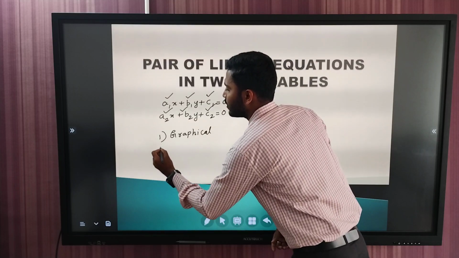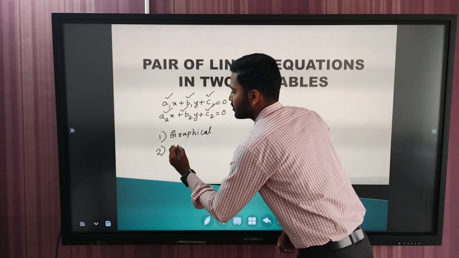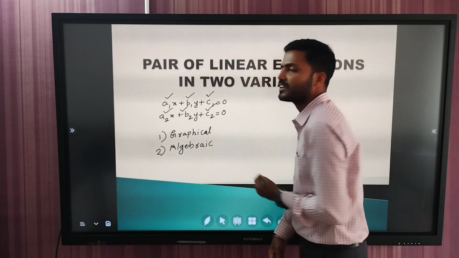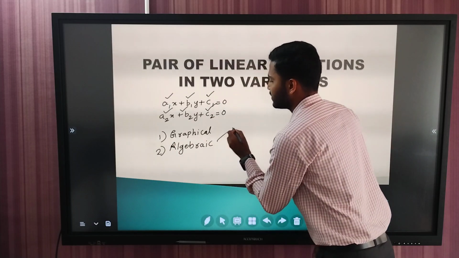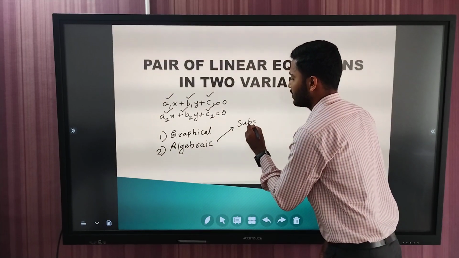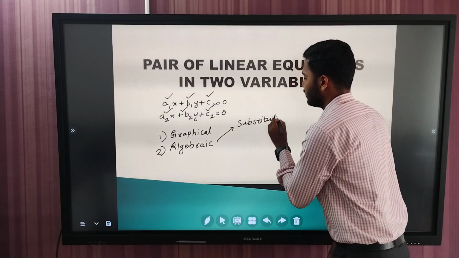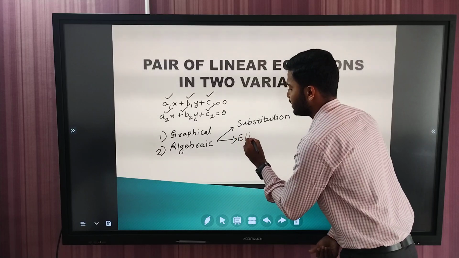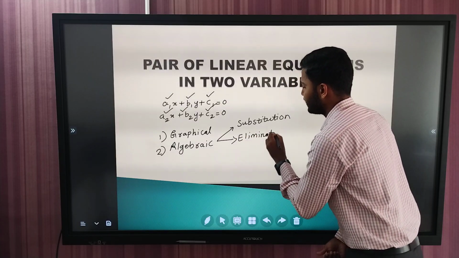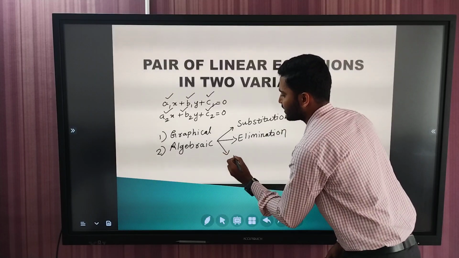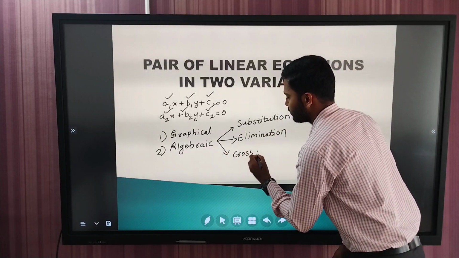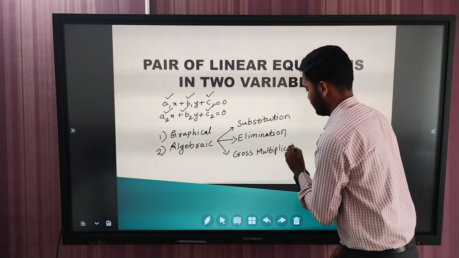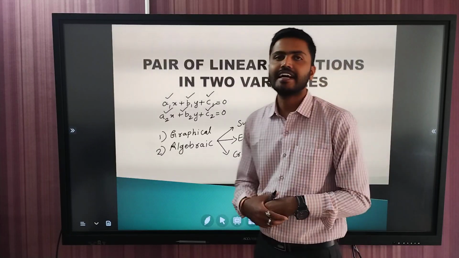And then we have something called the algebraic methods. We have three types of algebraic methods, my dear students. Firstly we have the substitution method. Then the next algebraic method is the elimination method, and finally we have the cross multiplication method, right? So these are the three algebraic methods that we have.